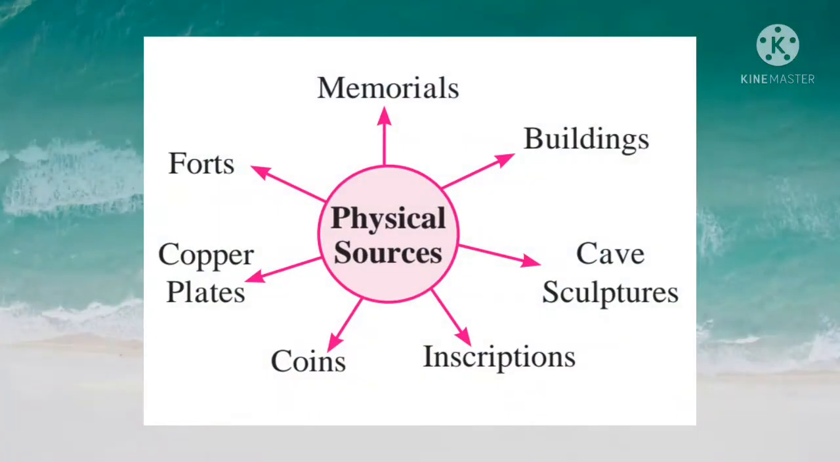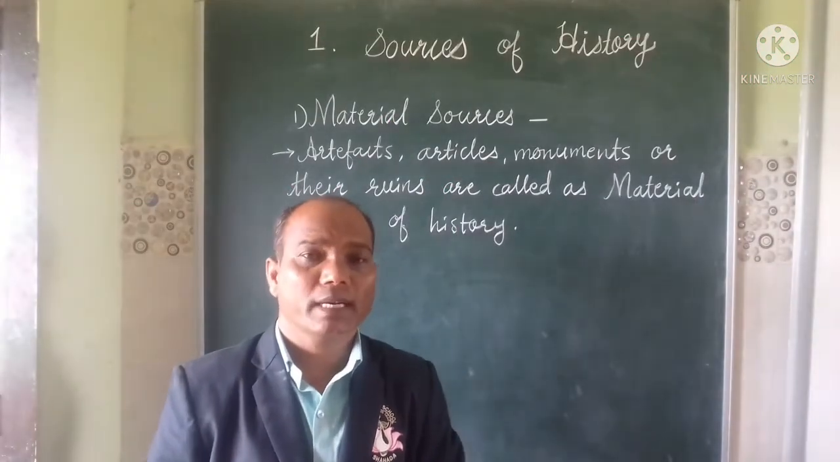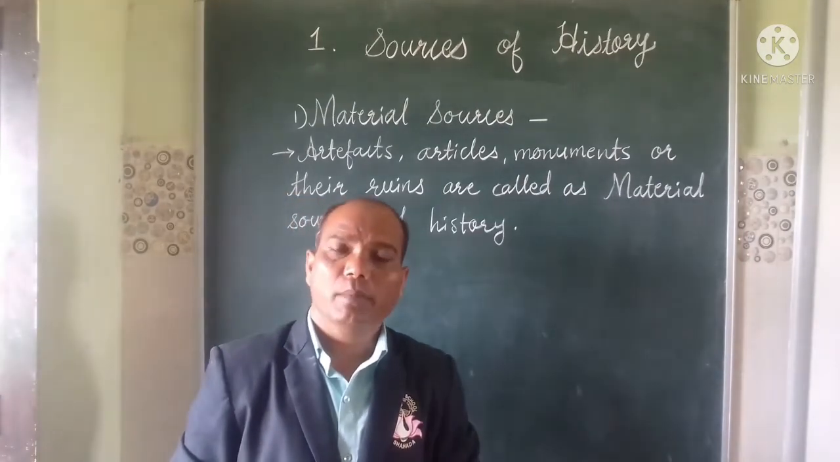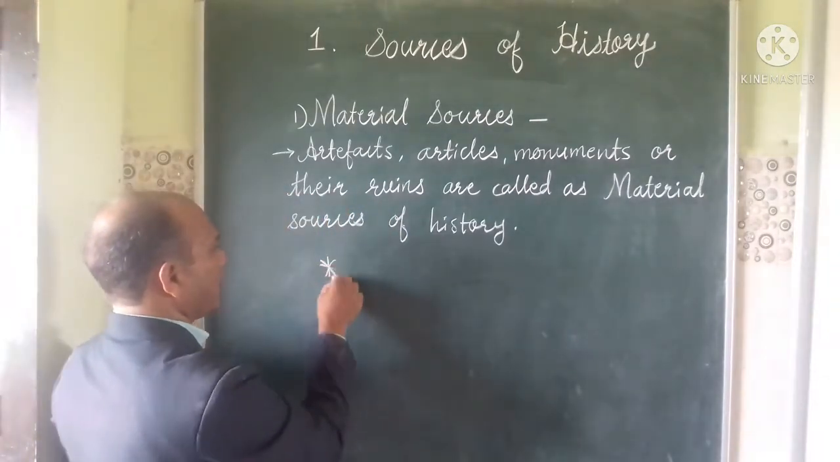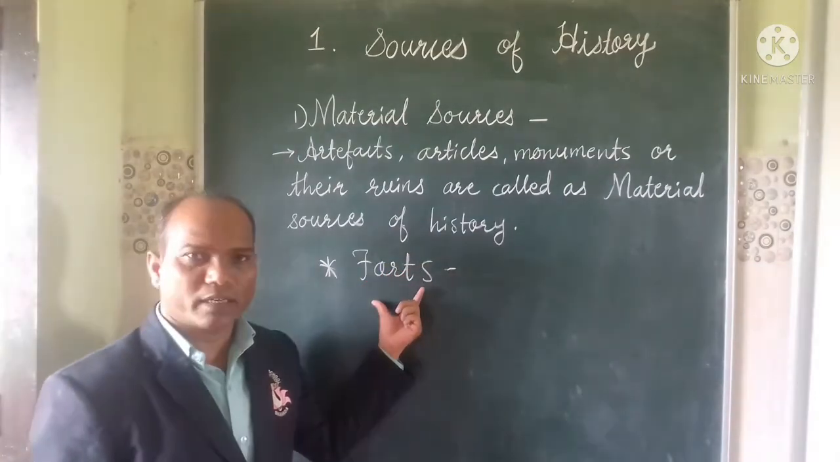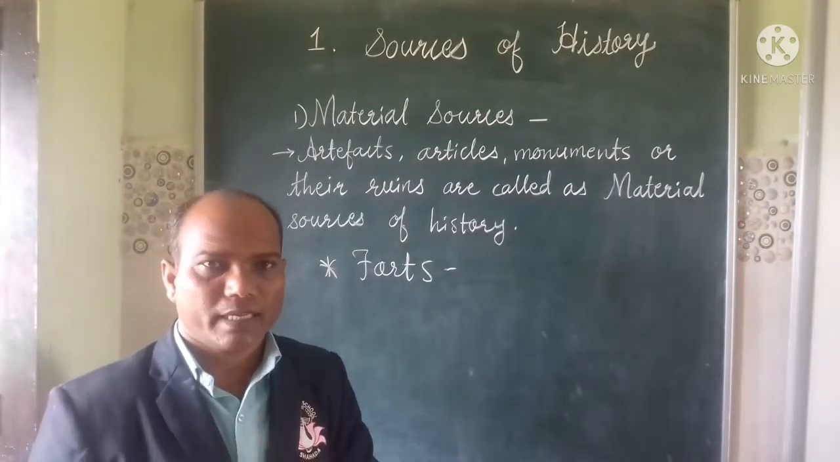They are forts, memorials, buildings, cave sculptures, inscriptions, coins, copper plates, etc. These are called the material sources of history. Let's understand them. Among all the material sources of history, forts have an important place.